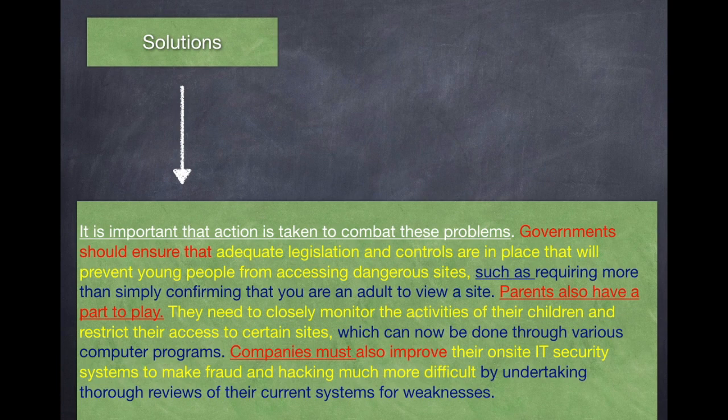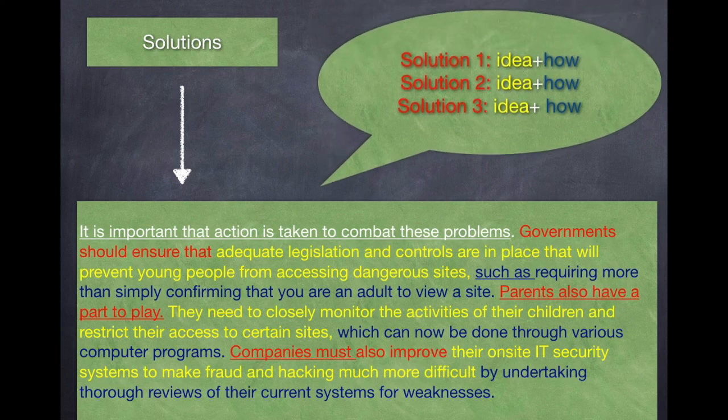And the second one goes to the parents. So what efforts should parents make? They need to closely monitor the activities of their children, and the specific method is that this can be done through various computer programs. So we may conclude that the general pattern of the solution structure is like this: you need to put up the solution, and then you need to explain the solution by giving the specific measure or specific approach to how to achieve that goal.